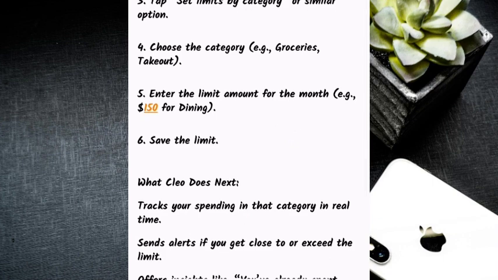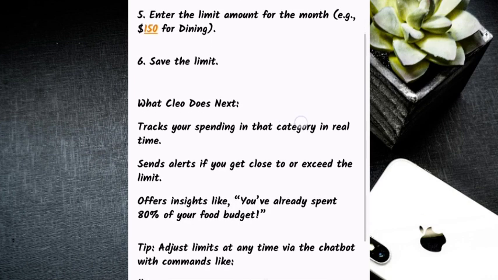Now, what Cleo does next is to track your spending in that category in real time, and it's going to send alerts if you get close to or exceed the limits. And it also offers insights like you've already spent 80% of your food budget, or you've reached 100%, or you're going beyond 100%, things like that. It's going to send you those insights.